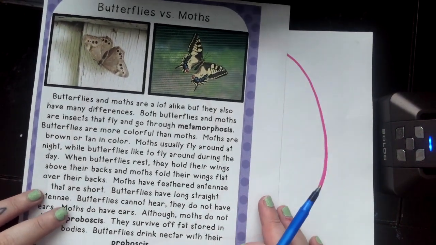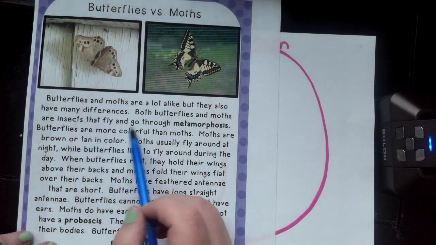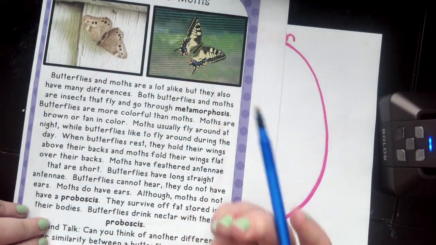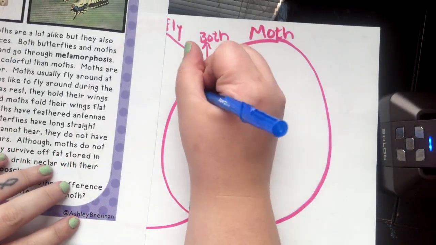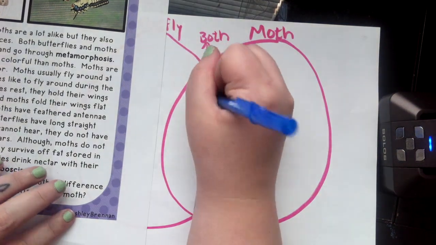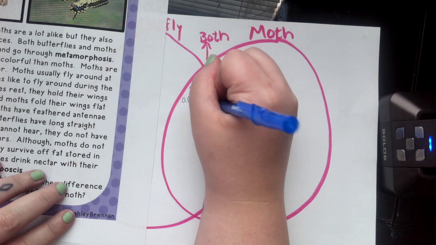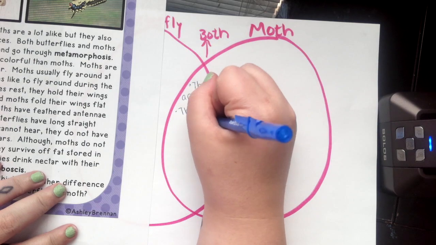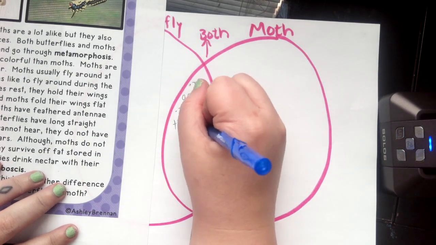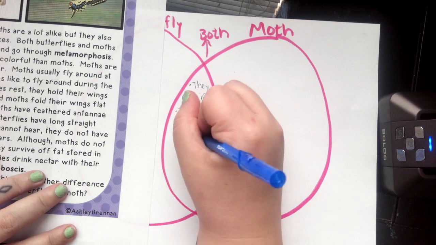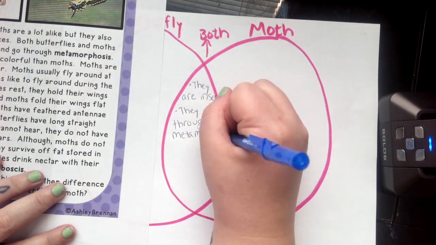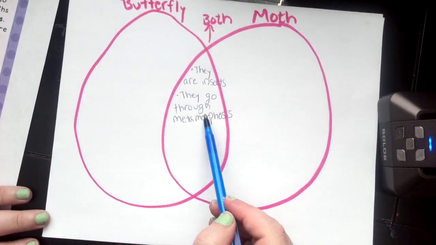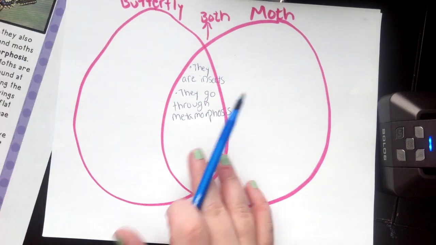So let's see. Let me reread. Both butterflies and moths are insects that fly and go through metamorphosis. So that's one that I can write for both. So they are insects. They go through metamorphosis. So both the butterfly and the moth are insects, and they go through metamorphosis.